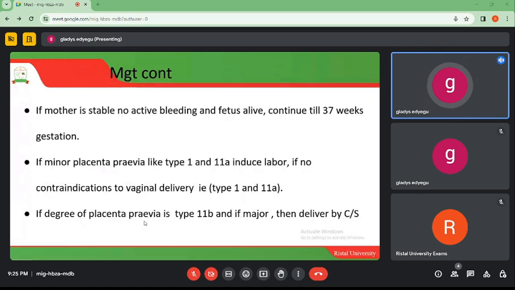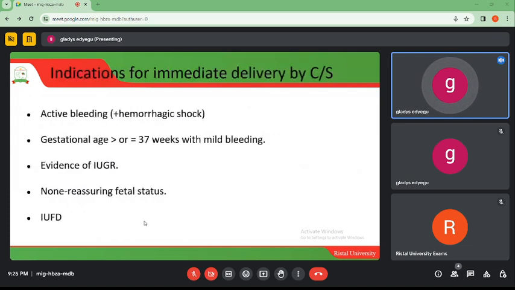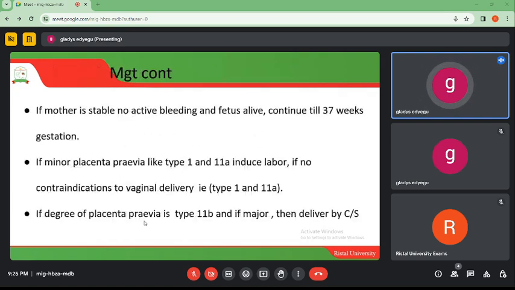Then the type 2B, we cannot do vaginal delivery because that one is at the posterior part of the uterus, down at the lower segment, and when the baby is being delivered, it can interfere with it and cause bleeding. So type 2A is at the anterior location, and type 2B is at the posterior part of the lower segment, which will not be possible for a vaginal delivery. So we deliver that one by cesarean section.